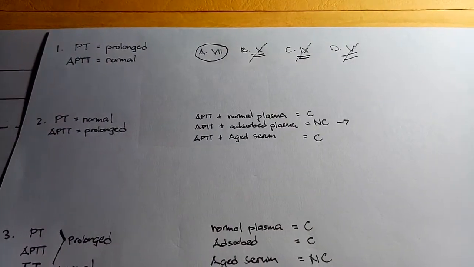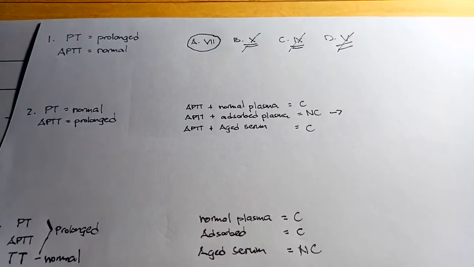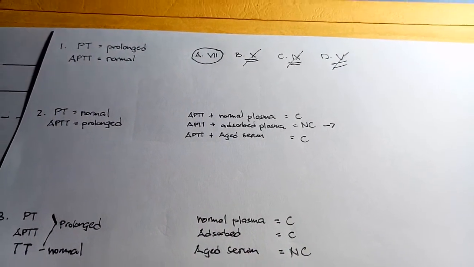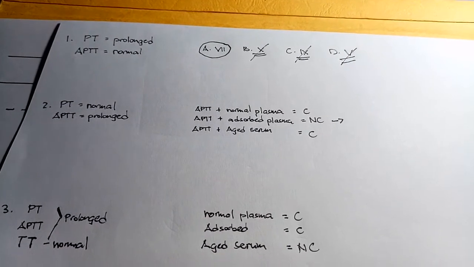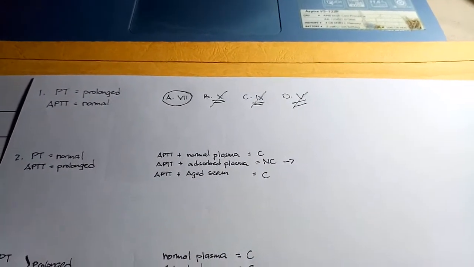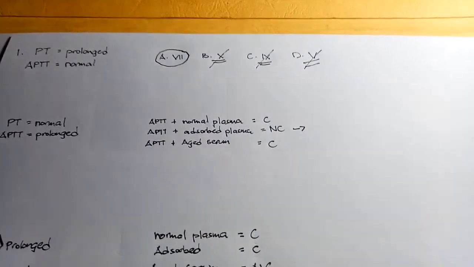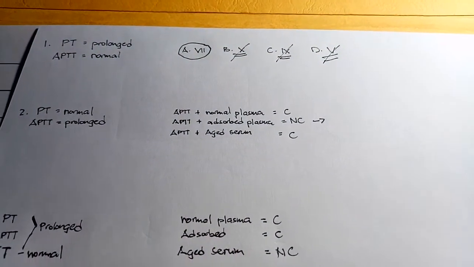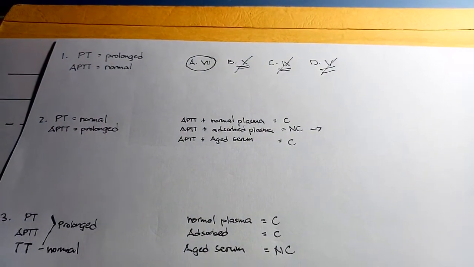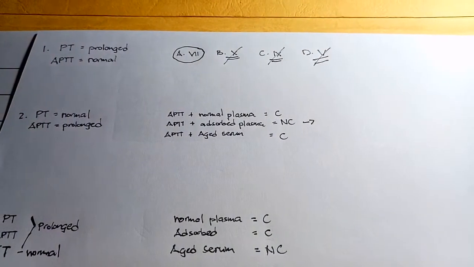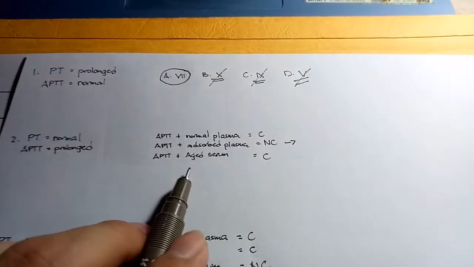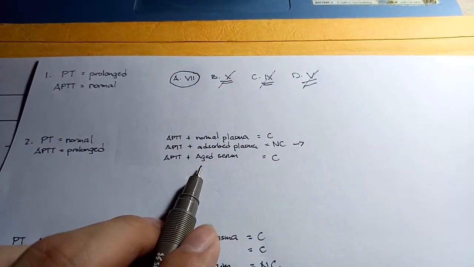Ayan po yung number 2. PT is normal and APTT is prolonged. So, if your PT is normal, it means that extrinsic pathway na coagulation factors are normal, meaning nandyan sila or present. But, your APTT is prolonged, meaning meron tayong missing coagulation factor na belong sa intrinsic pathway. Okay? So, ang next step na gagawin nun is ihahalo na sila dun sa mga reagents.